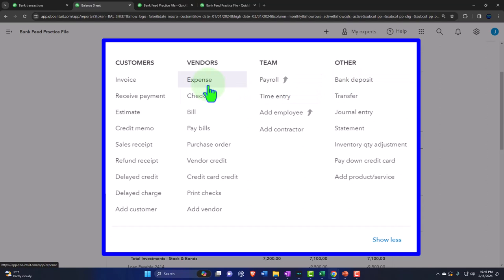And when you're in the credit card, all the payments, the things that you're purchasing, the supplies when we purchase them, will be the expense form here, and then we pay down the credit card with the pay down credit card.